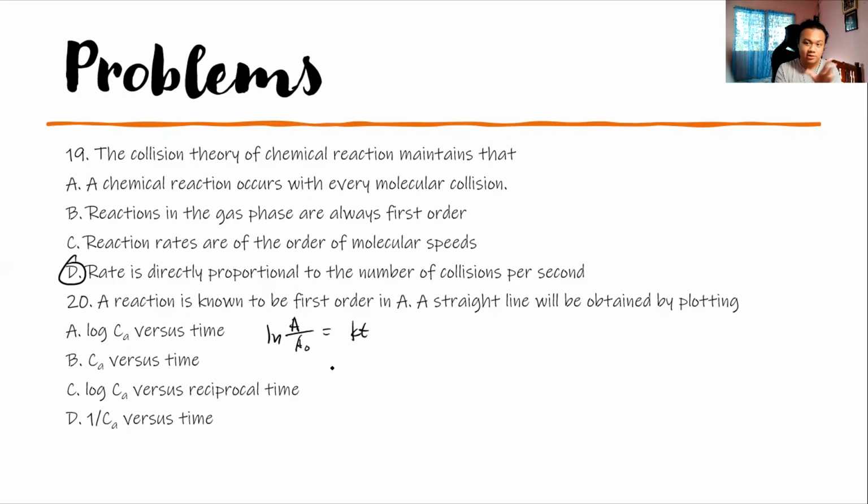So we can actually transform this to CA: ln CA and separate the CA0. Then kt. So that's that. And then you can see that we have to plot ln CA versus time.